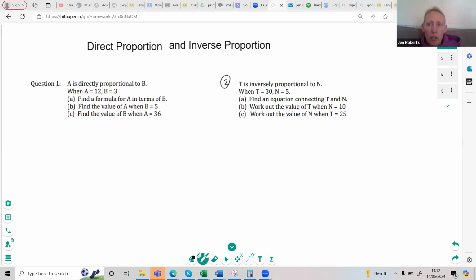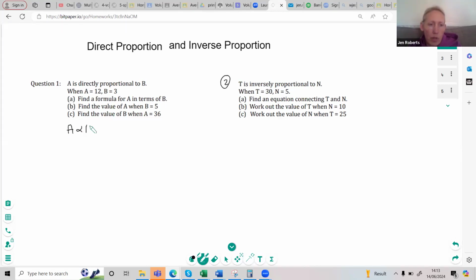In this recording, we're going to look at the topic direct proportion and inverse proportion. This is a higher level topic, so only watch it if you're doing the higher exam. Okay, so we're going to look at just direct proportion and inverse proportion to begin with. And we'll look at two examples, I'll set you some questions, then we'll look at direct and inverse proportion with squares and cubes. Okay, so A is directly proportional to B.